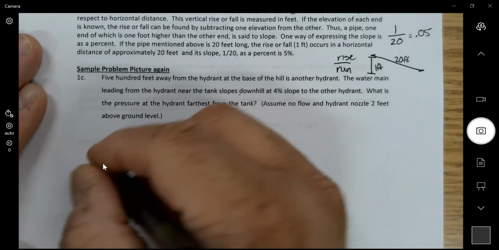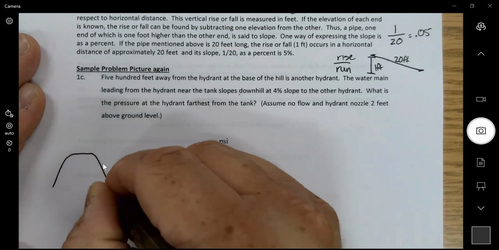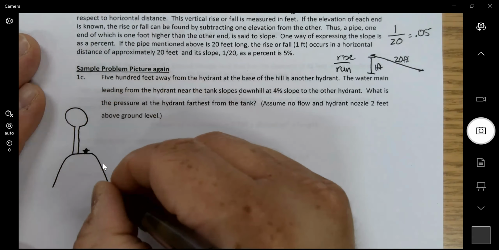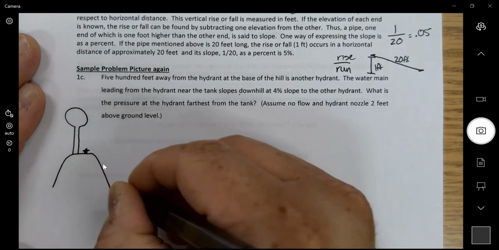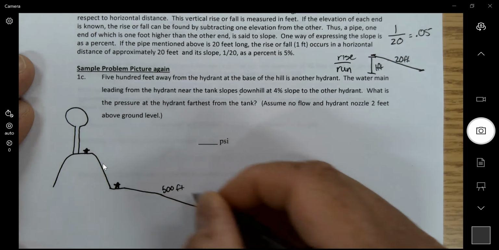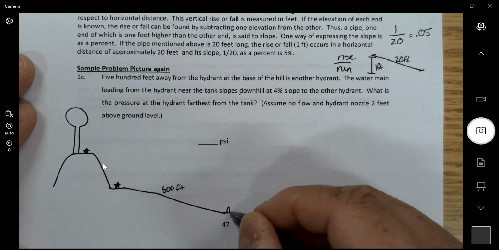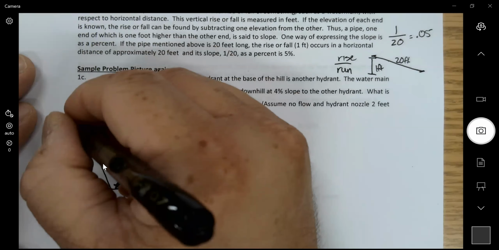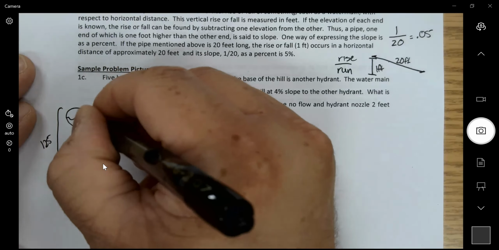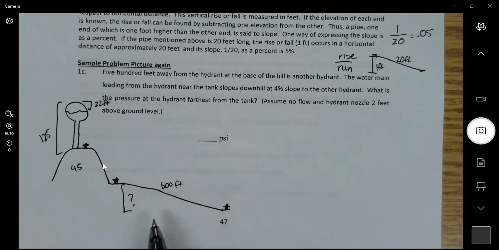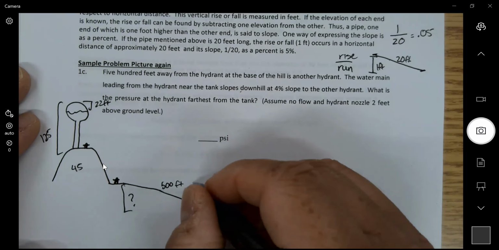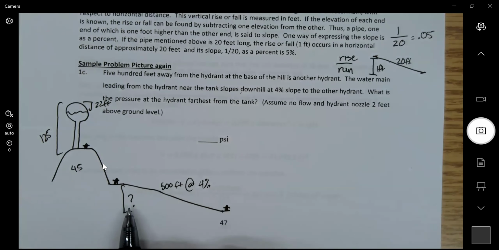Okay, so I'm going to redraw this real quick. And there's a hydrant here. And then it says that this slopes away from that hydrant, right? And it's 500 feet. And then there's a hydrant here down that slope. We need to know what this height difference is, right? Because you know this is 45 feet. This is 125. This is 22 feet below here. This is what we know. But we only know that this is a 500-foot hill at a slope of gradient down 4%. So what we need to do is figure out that rise.